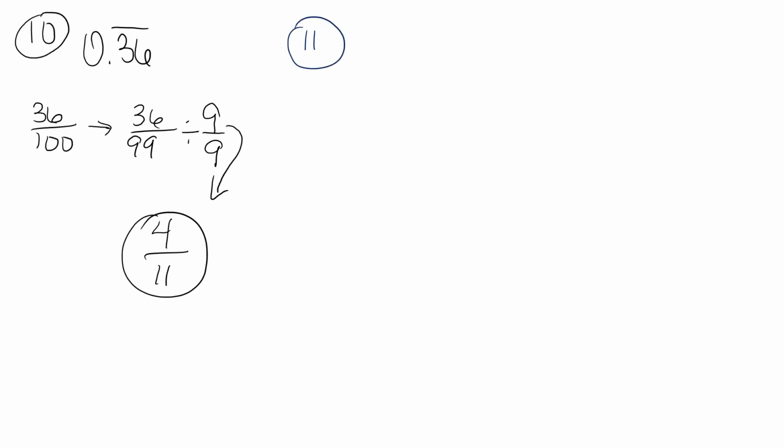Number 11 was 0.7 repeating. Again, the 7 is actually in the tenths place, but since it is a repeating decimal, we would put 7 over 9, and that is in lowest terms.